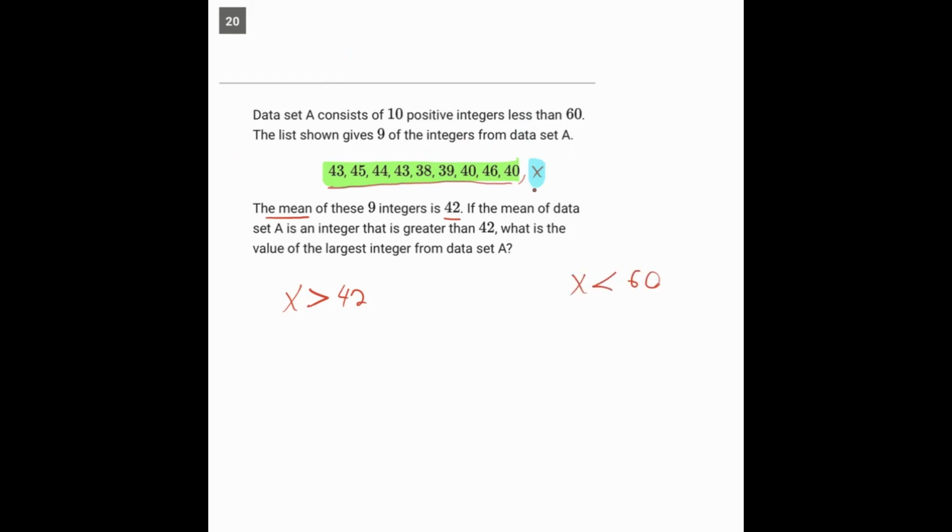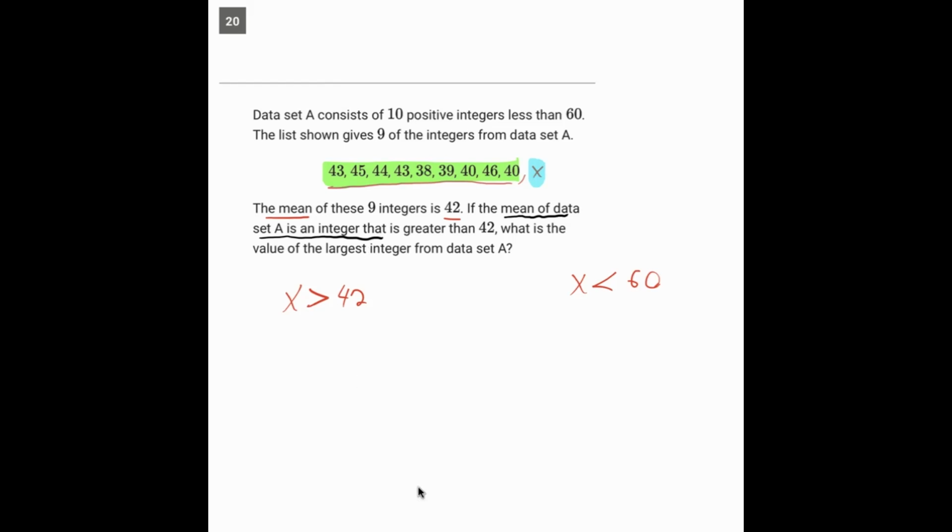So that includes the last unknown number. It also has to be less than 60. The last thing we're finding out here is that the mean itself has to be an integer. That's a pretty big deal. If you add up all these numbers and then divide by 10, it has to be an integer. That kind of means that the sum of all the numbers must itself be divisible by 10.